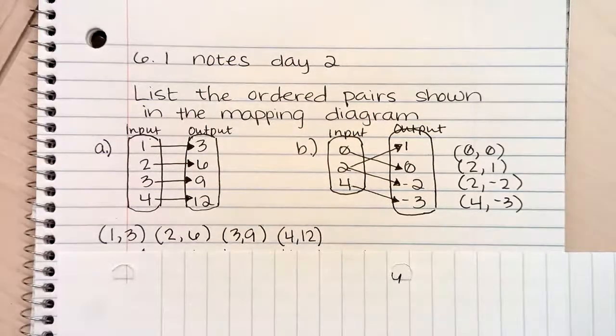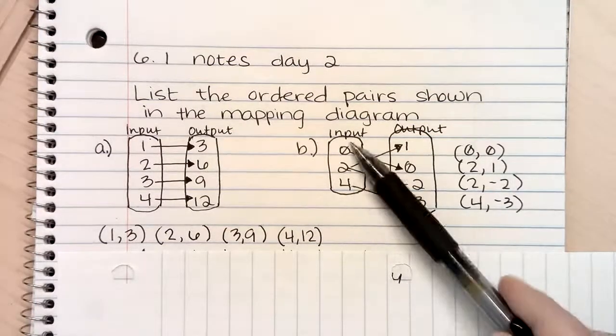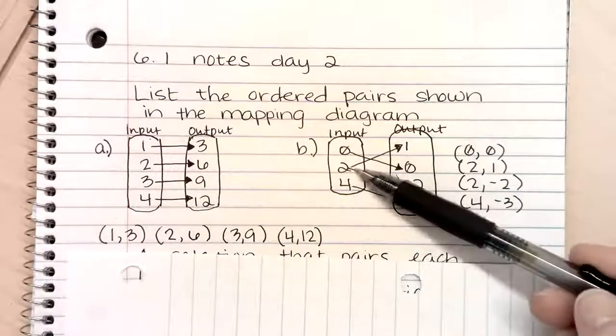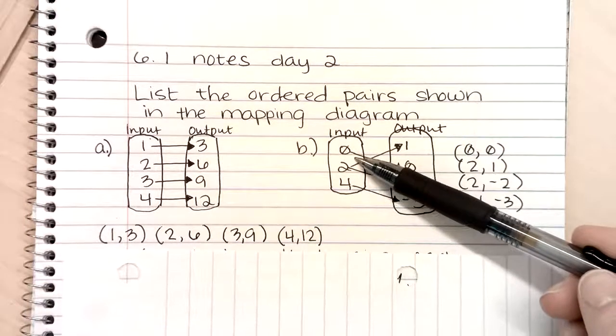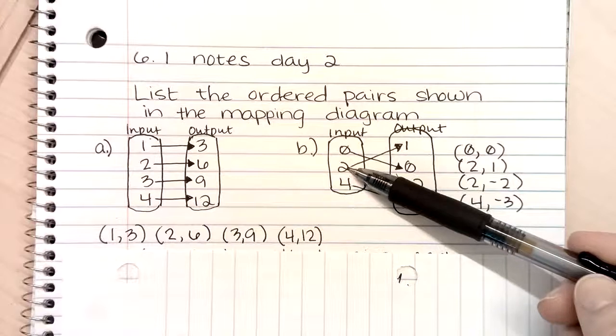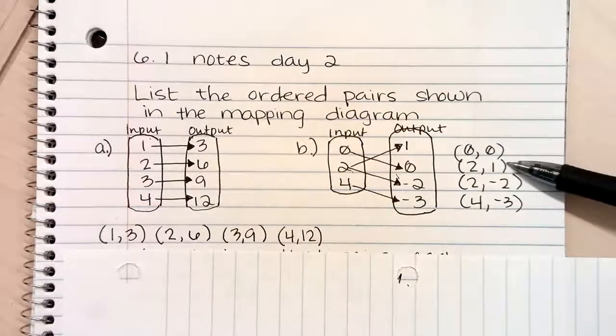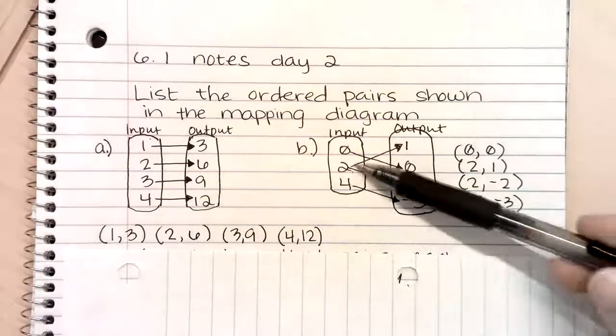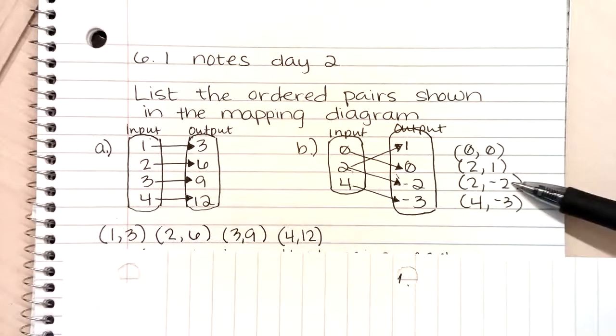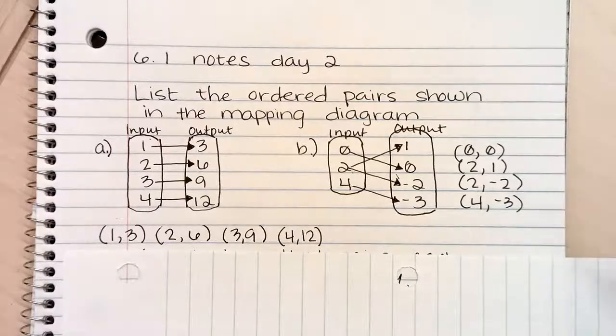So what I wanted you to notice in B is that sometimes an input might have 2 arrows, or maybe 3 or 4 or 5 or however many coming out of it, which means you would have to list them each time. 2, 1 was one of those, and then 2, -2 was one of those. So we've listed our ordered pairs.